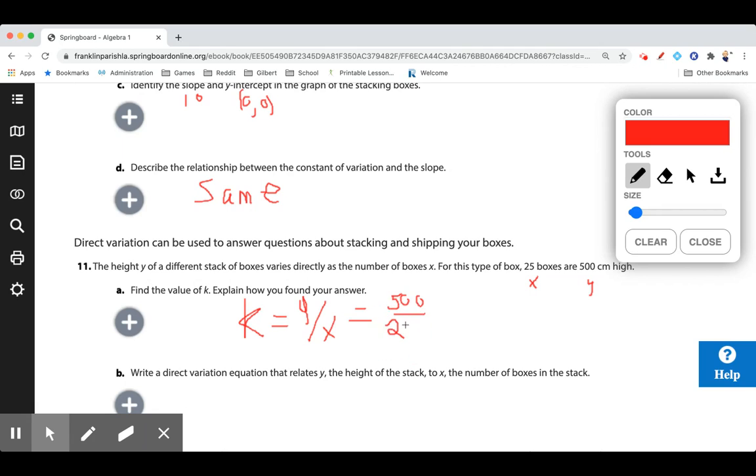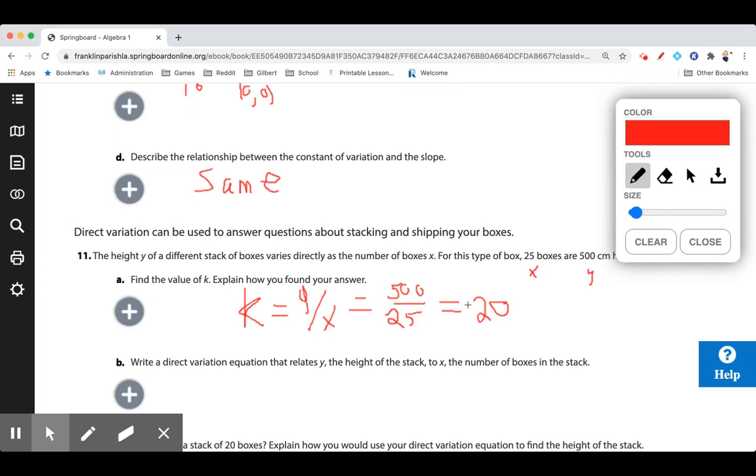Okay, what is 500 divided by 25? How many quarters are in $5, basically? Well, 10 quarters would be $2.50, so we need double that. So we need 20 quarters. 500 divided by 25 is 20. And so that'll be our constant of proportionality.